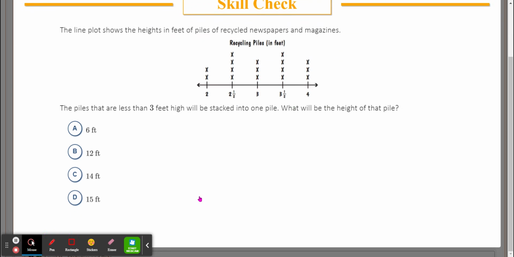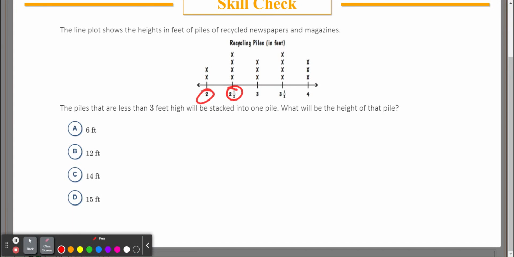Let's look at another question using the same line plot. It says the piles that are less than 3 feet tall will be stacked into one pile. What will be the height of that pile? Looking here, the piles that are less than 3 feet tall, not including 3, are these two piles right here, 2 feet and 2.5 feet. Now, we want to find out what will be the height of all of those.